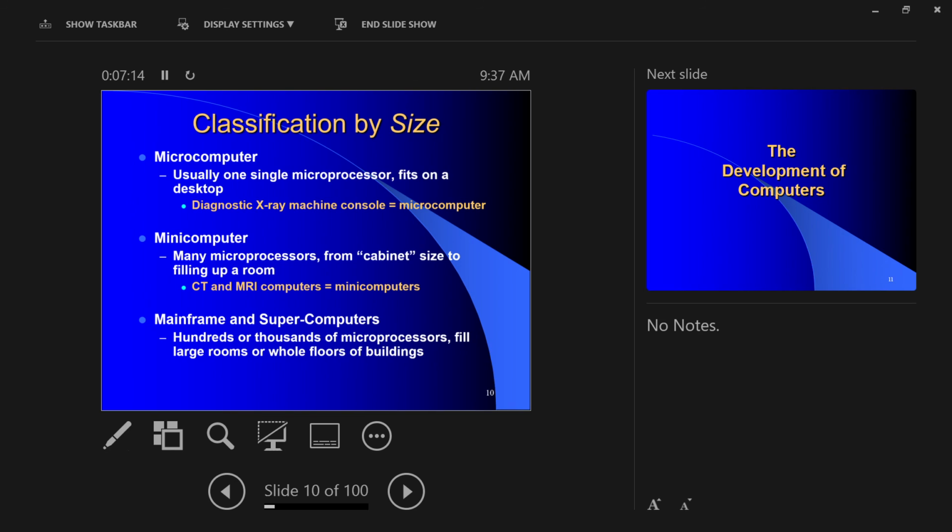That's a minicomputer. Mainframes and supercomputers are those that take up entire floors of buildings. So you think hundreds to thousands of microprocessors. And again, every microprocessor has a number of instructions it can undertake per second, and you just add more of them and you have more processing power. So that's what supercomputers do.